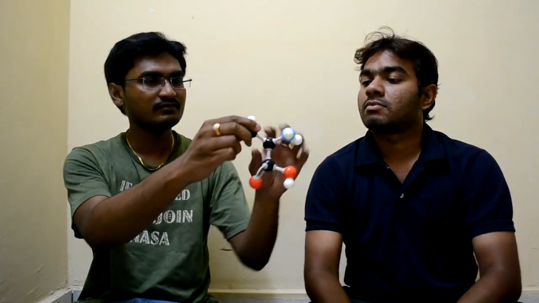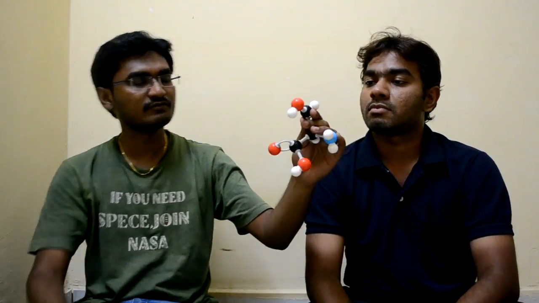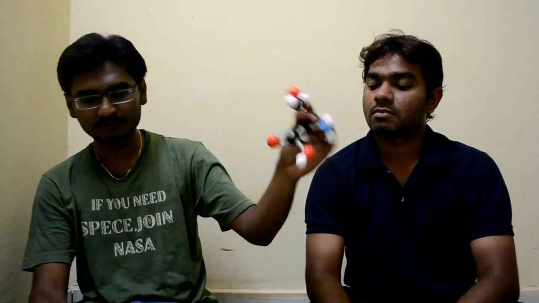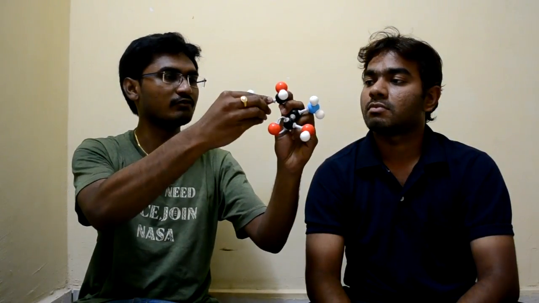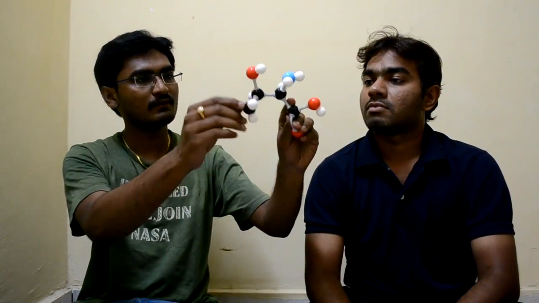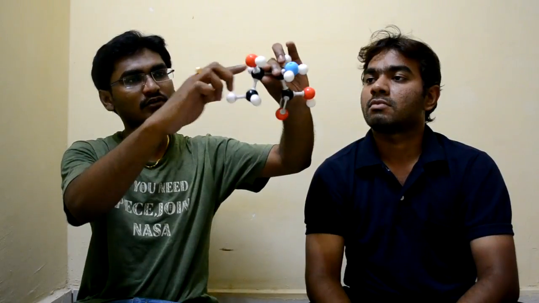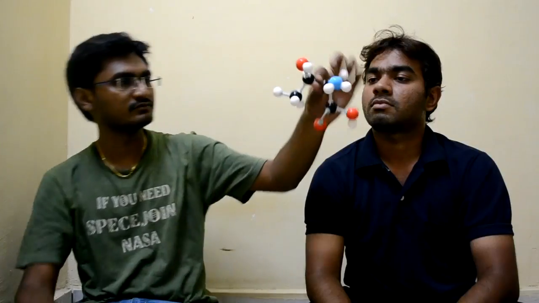This is alanine, and I have removed two hydrogens. One is replaced with a hydroxyl group, and when it is replaced with the hydroxyl group, it forms serine. If you add one more methyl group to this, it forms threonine. This is alanine, one hydroxyl group serine, and one methyl group threonine.